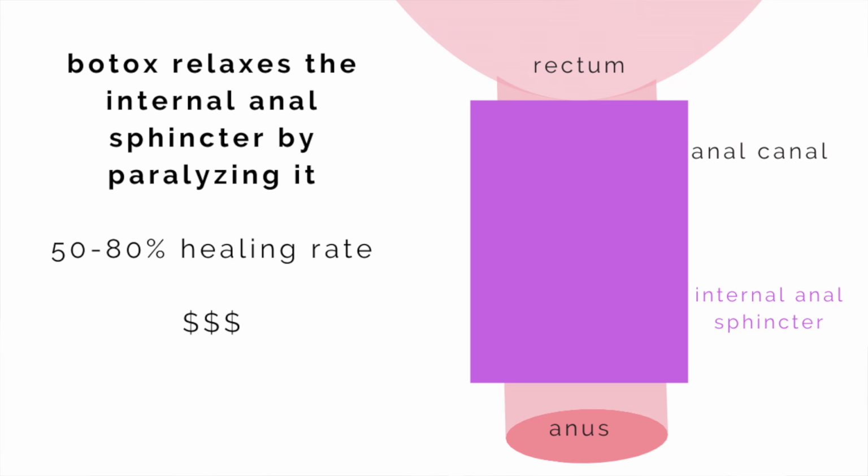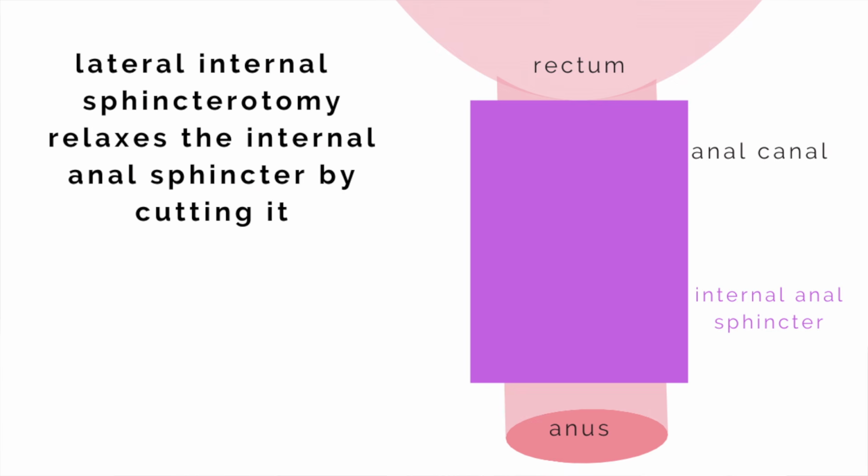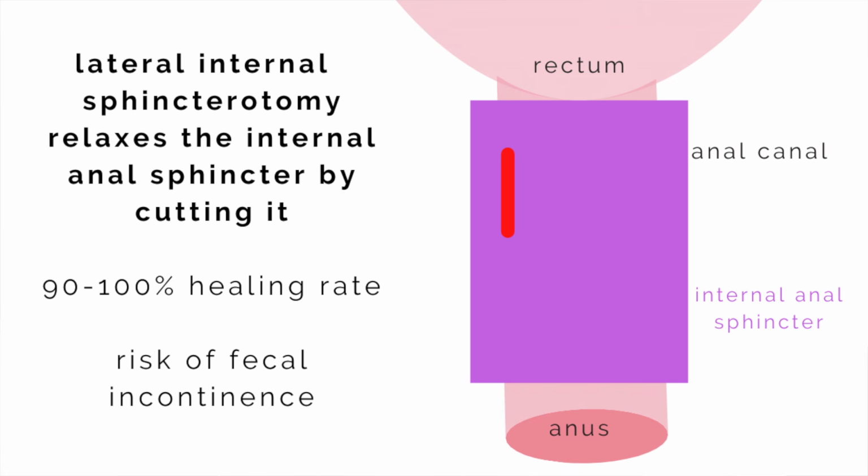If the injection accidentally damages the internal sphincter, it can cause fecal incontinence. A lateral internal sphincterotomy, on the other hand, releases the sphincter by making a small incision in it. Cutting a small portion of the internal sphincter in this way reduces both spasm and pain, which both promote healing. Lateral internal sphincterotomies have an amazing healing rate of 90 to 100%. However, if the incision accidentally damages the internal sphincter, that risk of fecal incontinence still exists.